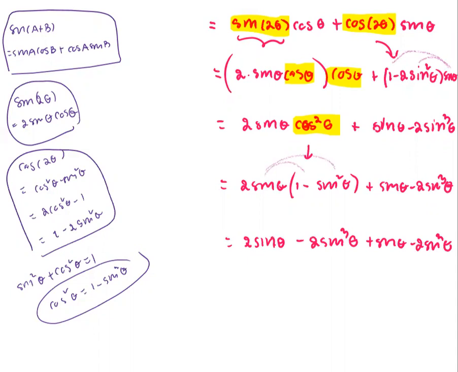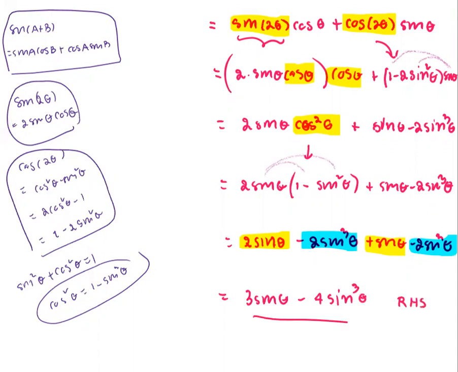And after that, we combine like terms. We see 2 sine theta and sine theta combine to be 3 sine theta. And then the other terms, negative 2 sine to the third power of theta minus 2 sine to the third power of theta, combine to be negative 4 times sine to the third power of theta, as the expression that we see on the right-hand side. And now we are done proving this identity.